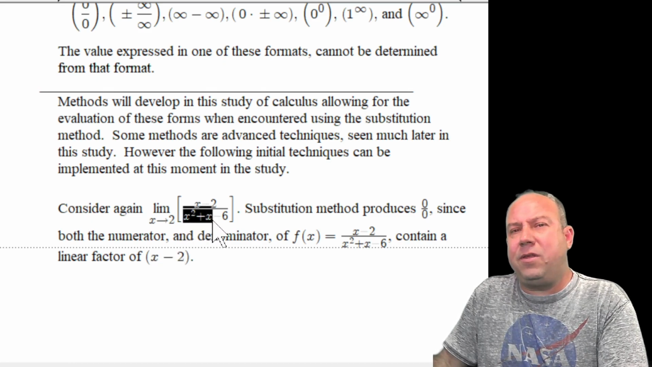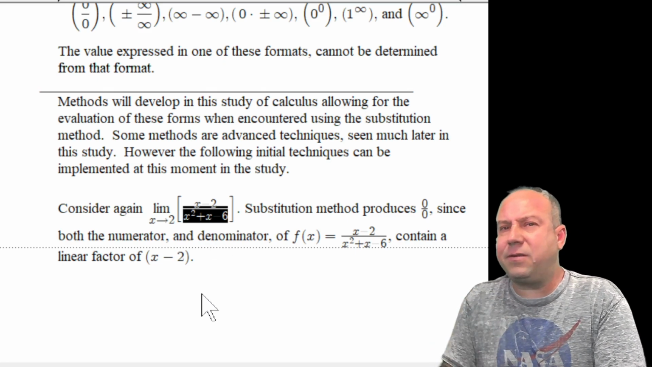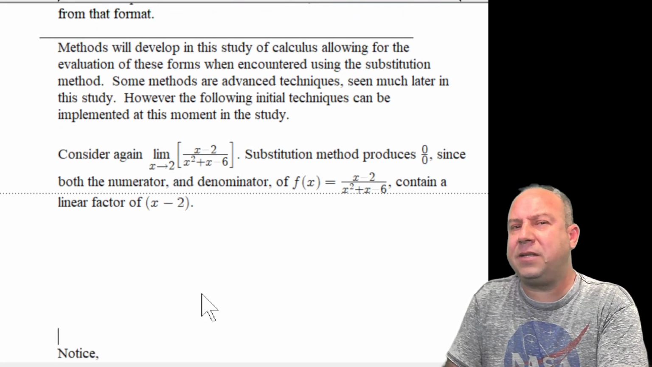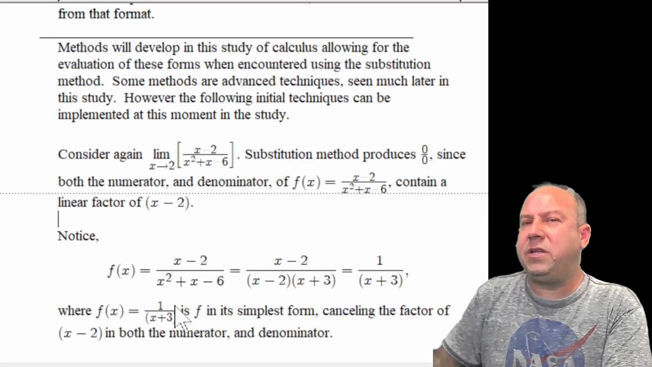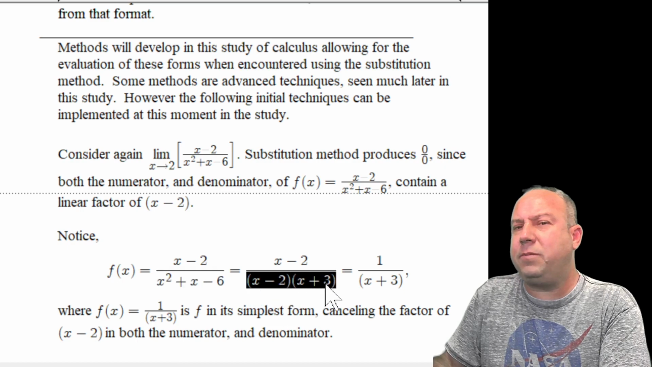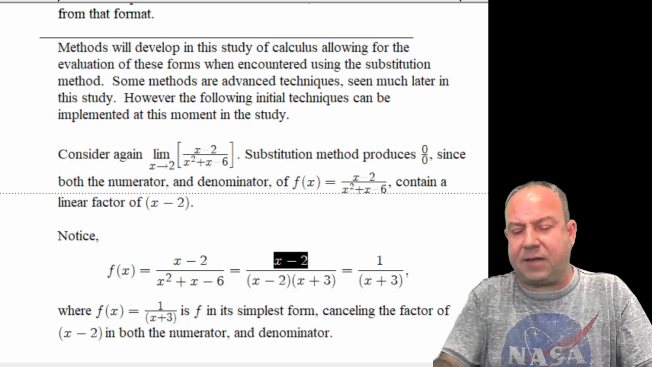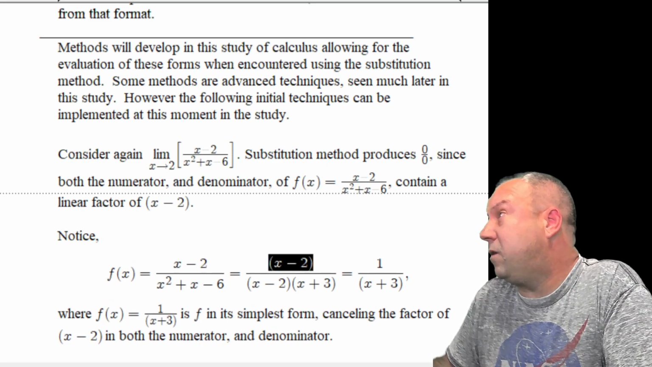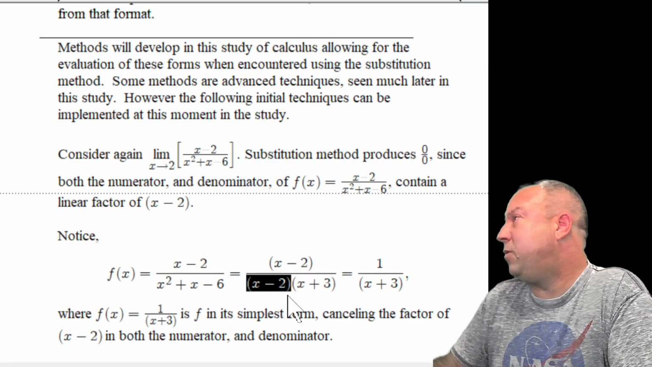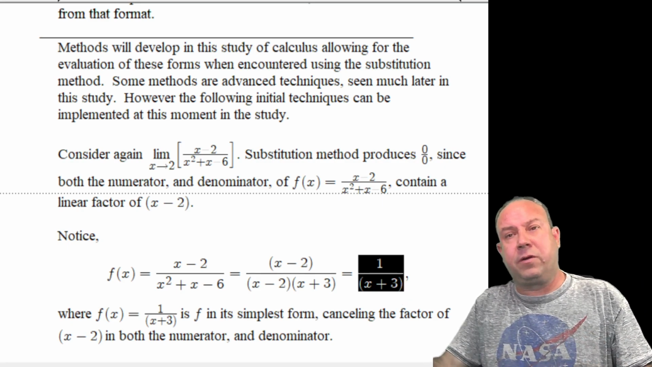And if I take note of the denominator, if I was to factor that quadratic, I do believe I'd also encounter that linear factor of x minus 2. And that's what we notice here. If I factor this denominator in our function f, I will obtain x minus 2 times x plus 3, where this common factor of x minus 2 in the numerator will cancel with this common factor of x minus 2 in the denominator. And when that does, that leaves me with the result of 1 over x plus 3.